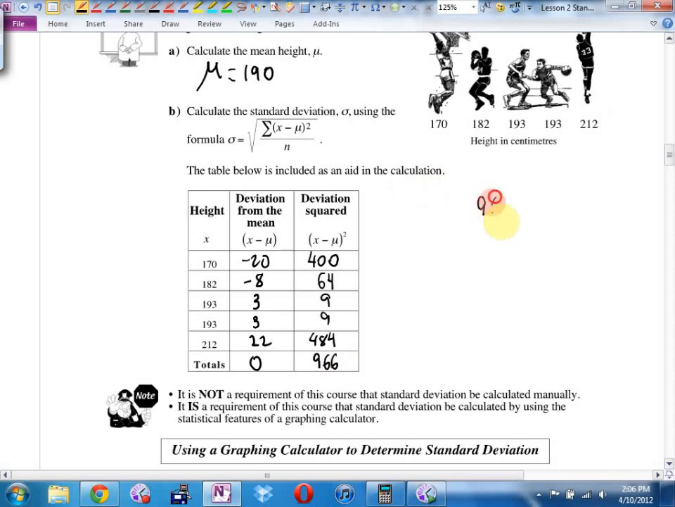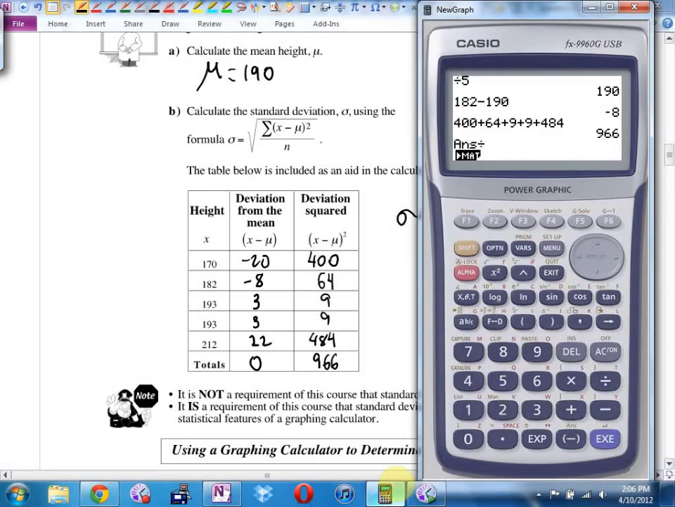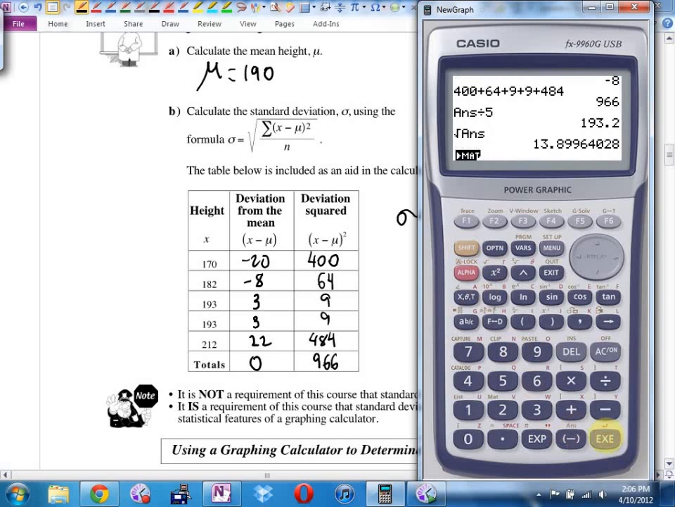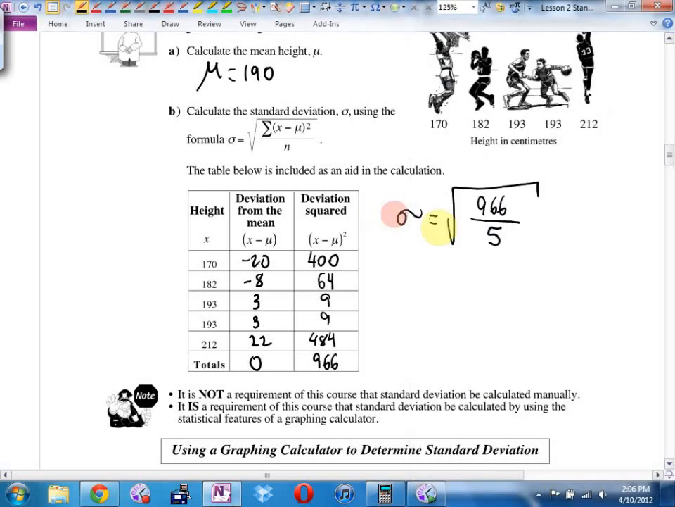Now we go 966 divided by how many there are? And then take the square root of that answer. Divided by 5. Square root of that answer. 13.9. This tells you something hugely important. You don't know it yet, but it tells you something hugely important.